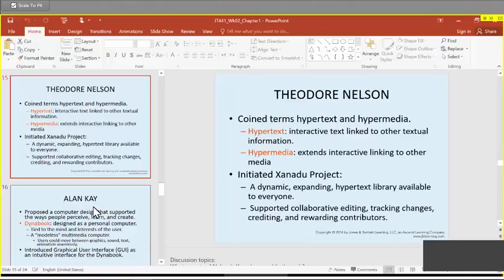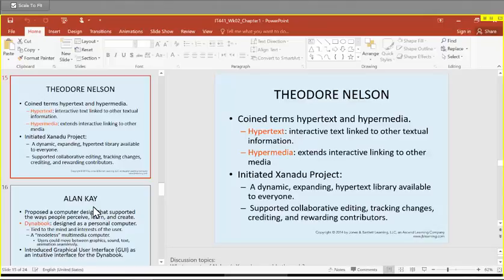After that comes the name of Theodore Nelson, who first coined the term hypertext and hypermedia, where hypertext is interactive text which is linked to other textual information through some links, and hypermedia is also something which is linked, the media which is linked and extends interactive linking to other media.